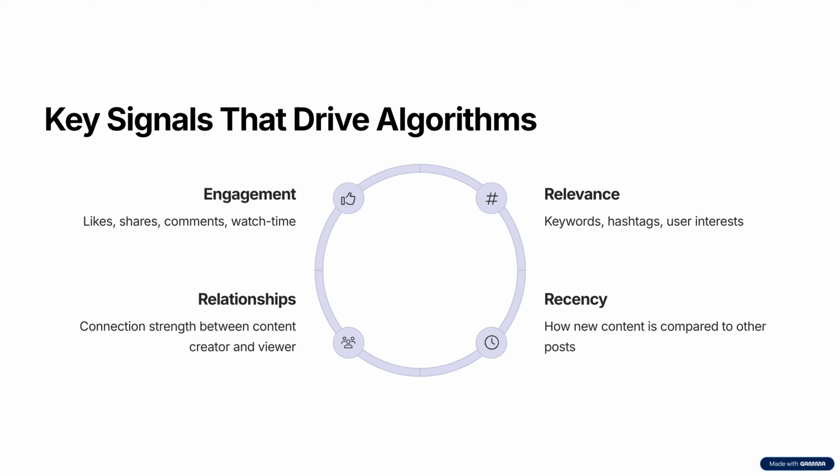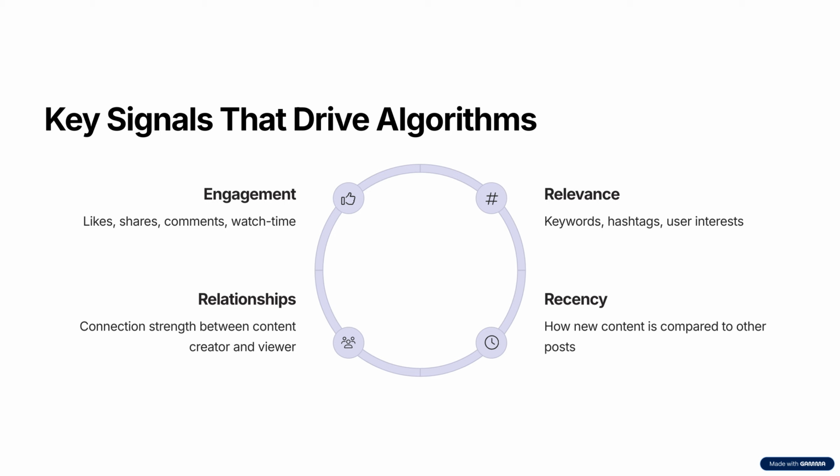Precisely. Then there's relevance. Okay. This is about keywords, hashtags, but also the topics the algorithm thinks you're interested in based on your past behavior. Right. So you watch one video on baking sourdough, and suddenly your feed is full of starter tips and scoring techniques. Yeah. The algorithm learns something about you. Okay. And the last one.